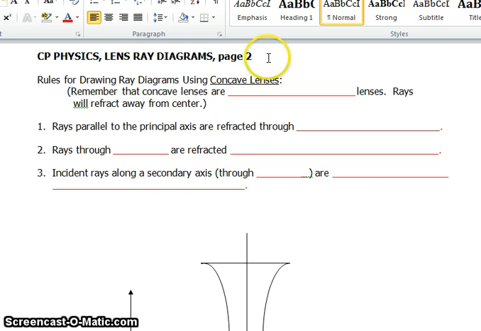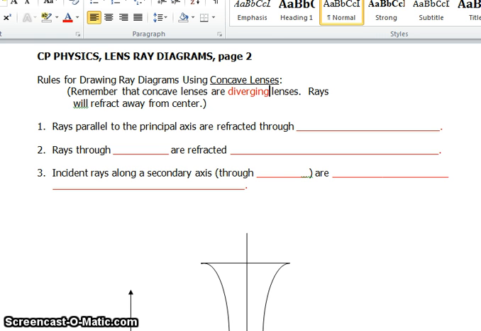Alright, so now we are going to look at concave lenses. Now, the rules are not significantly different than convex lenses, but they are a little bit different. This is unlike mirrors where the rules for concave and convex mirrors were exactly the same. So let's get started. Concave lenses are diverging lenses. So this means all of our light rays are going to refract away. The lens is going to spread them out.